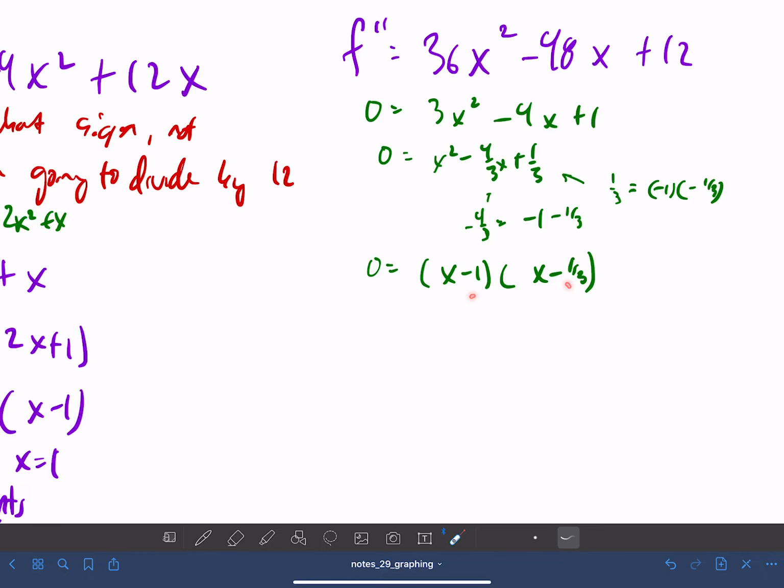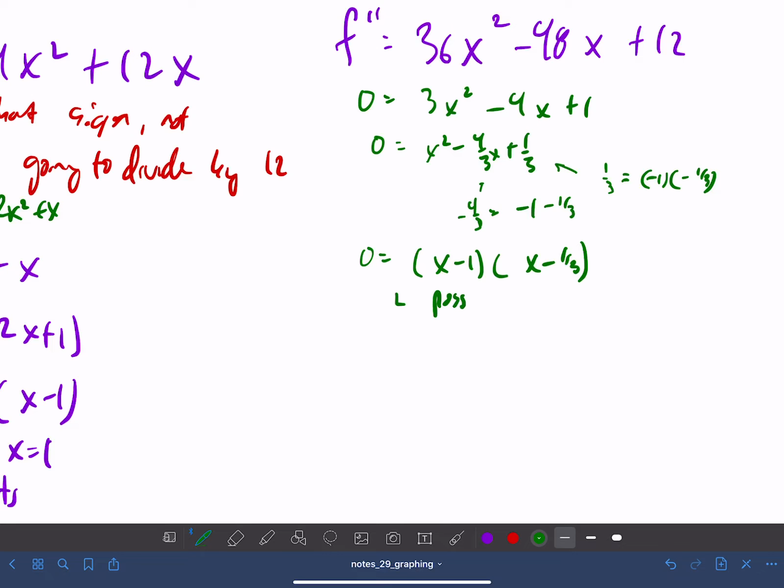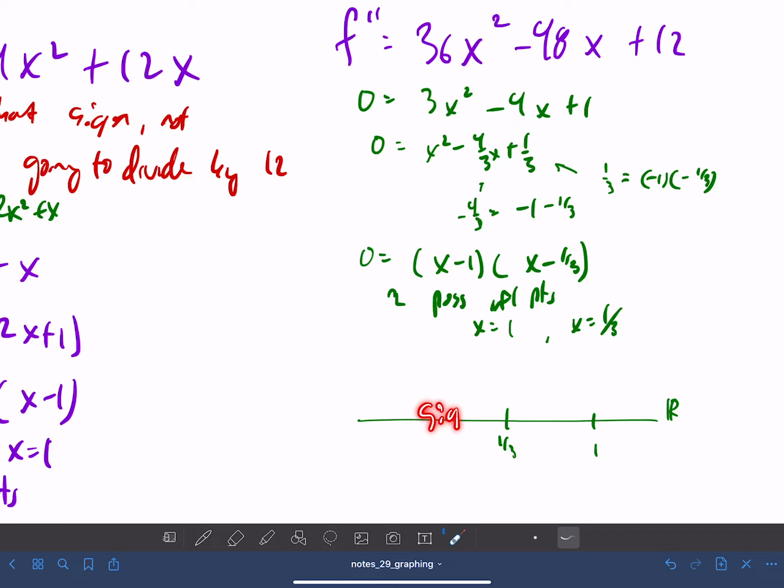This tells me that I have 2 inflection points: x equals 1 and x equals a third. Neato Frito. So I've got a number line with possible inflection points 1/3 and 1. The thing I need to know here is the sign of f double prime.